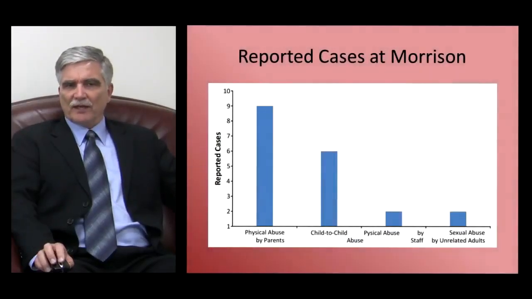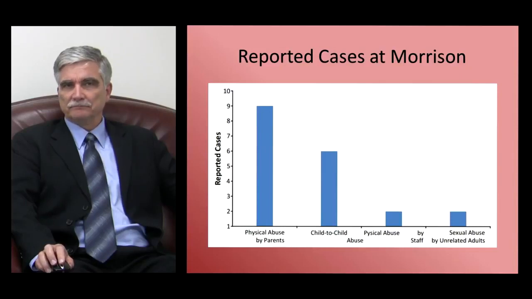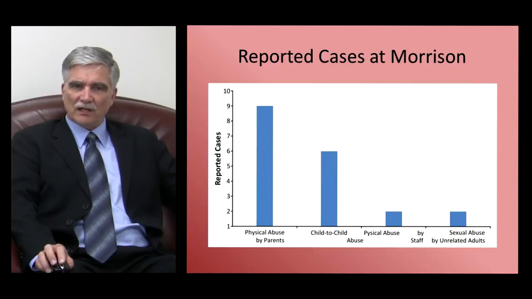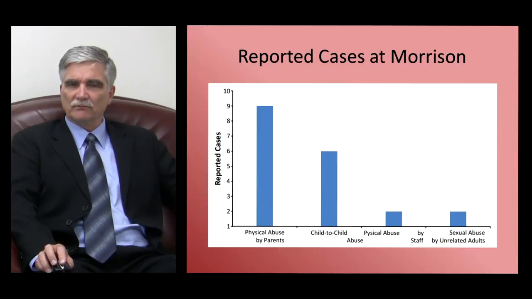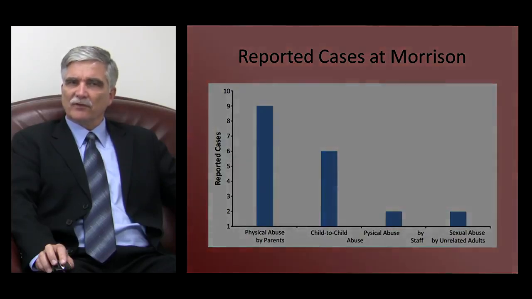Physical abuse at home is the most common type of child abuse reported at Morrison. Child-to-child abuse is also a threat to our students. Some child-to-child touching among young children can be quite innocent, but when there's a significant age difference or size difference, then it's classified as child abuse.